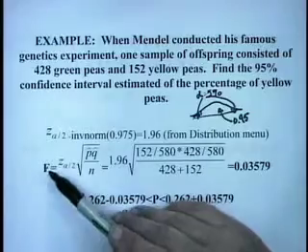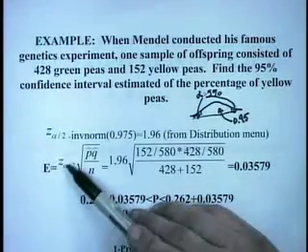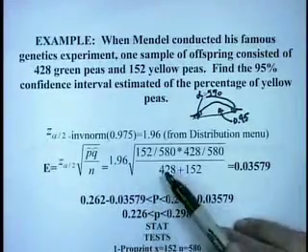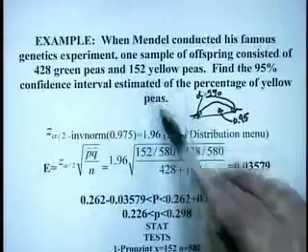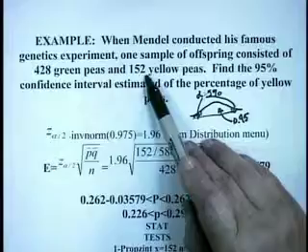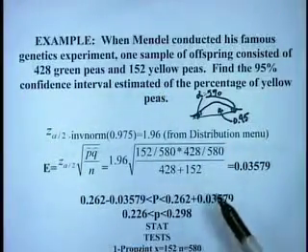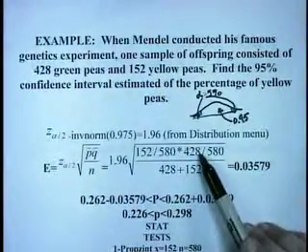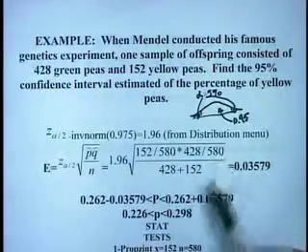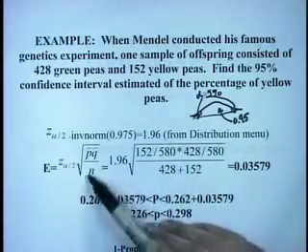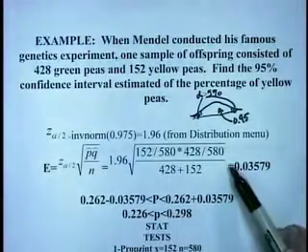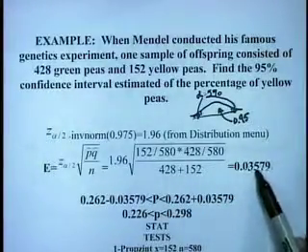Now, let's look at the error. You have Z alpha over 2 and the square root. So I'll plug in 1.96. P hat is going to be 152 yellow peas over 580, which is the addition of 152 and 428. This is your p, and then this is your q, which is 428 green peas divided by the total number of peas, 580. And in the denominator, you simply have the total number of peas. When you plug this in your calculator, you'll get 0.03579.